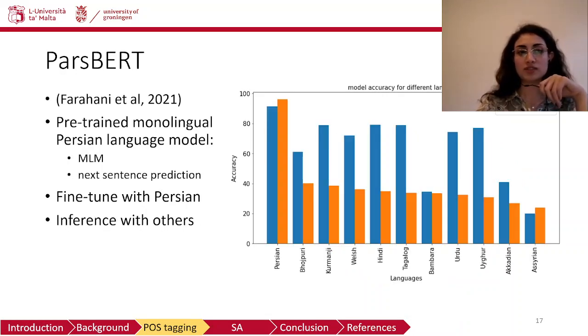In our experiments with ParsBERT, the Persian BERT, we see that only Persian is achieving a higher score compared to XLM-RoBERTa in this case. And when we have the other target languages, then the accuracy drops for ParsBERT compared to XLM-RoBERTa.